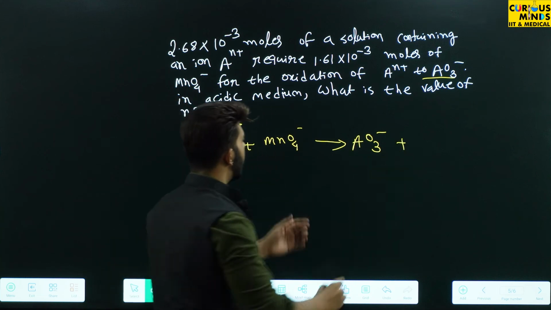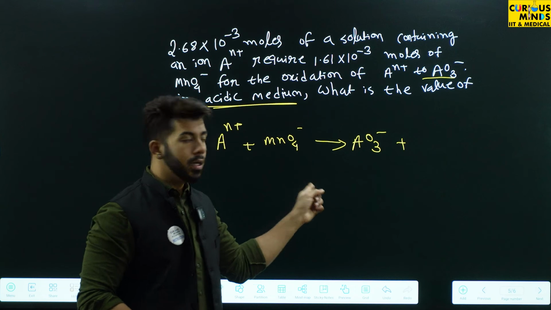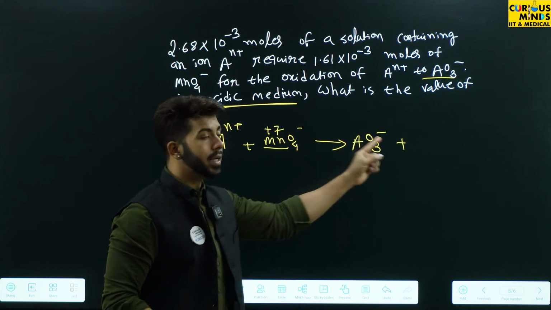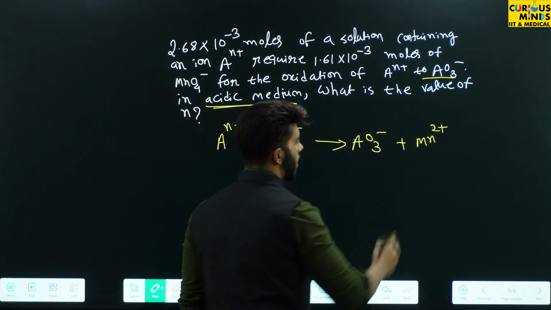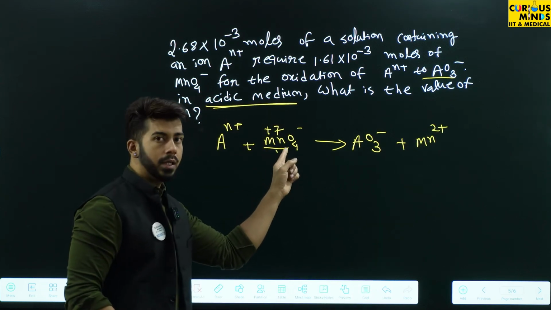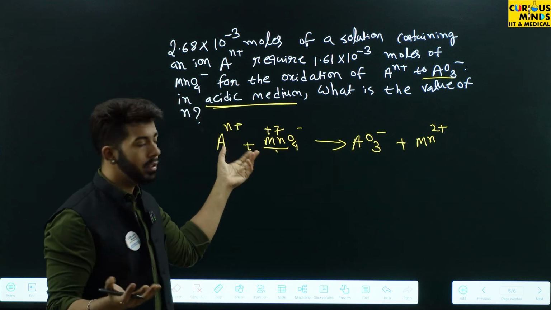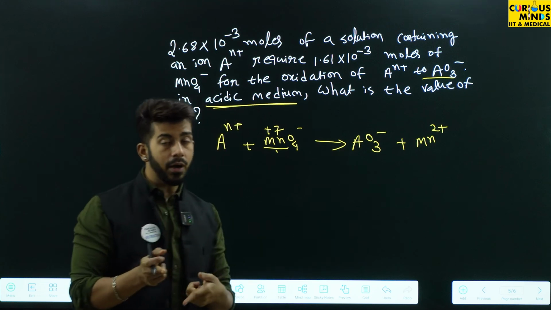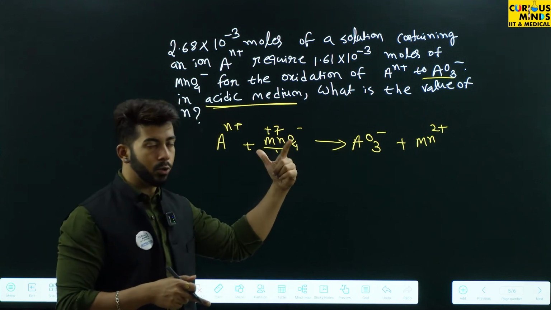And we already know that in acidic medium, permanganate, that means manganese in +7 oxidation state, gets converted to manganese 2 plus. We all know this. In acidic medium, permanganate gets converted into manganese 2 plus. And An plus, I don't know N, so An plus will get converted to AO3 minus, but we can find out the oxidation state of A in this polyatomic ion, right?